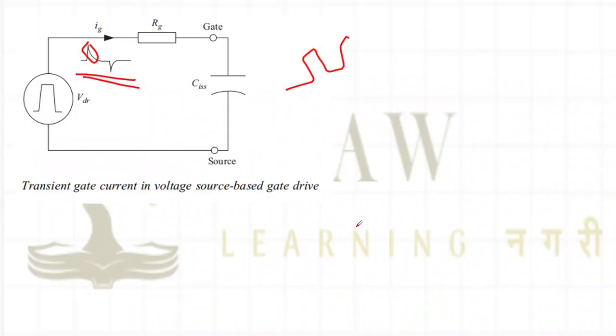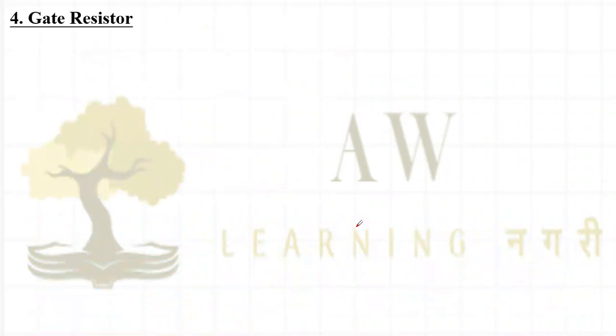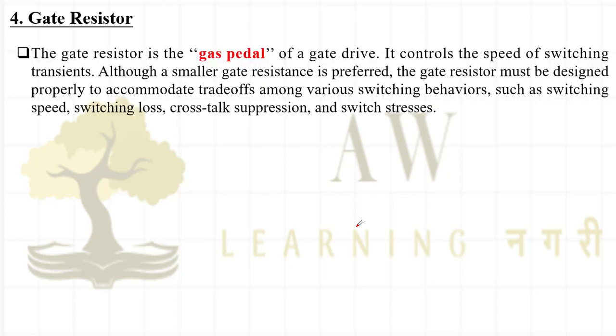Now we will move forward. We will talk about the gate resistance now. What is the gate resistance? You know that it will limit the current, because I don't want direct current to flow and burn my device. So we need the gate resistance. By using the gate resistance, it will limit the current. The gate resistance is called the gas pedal of the gate drive.